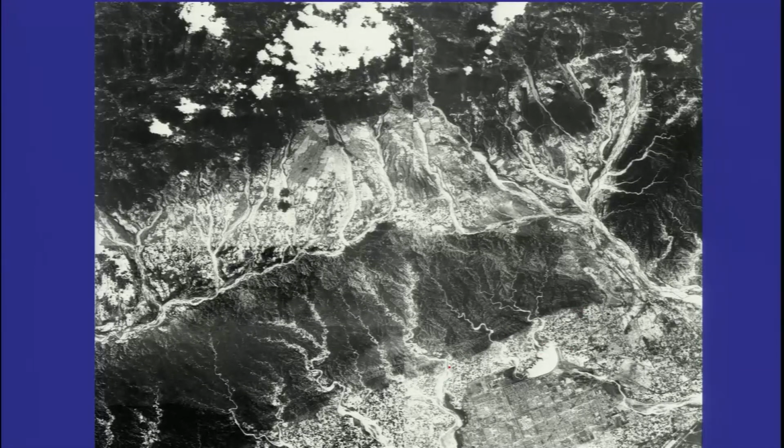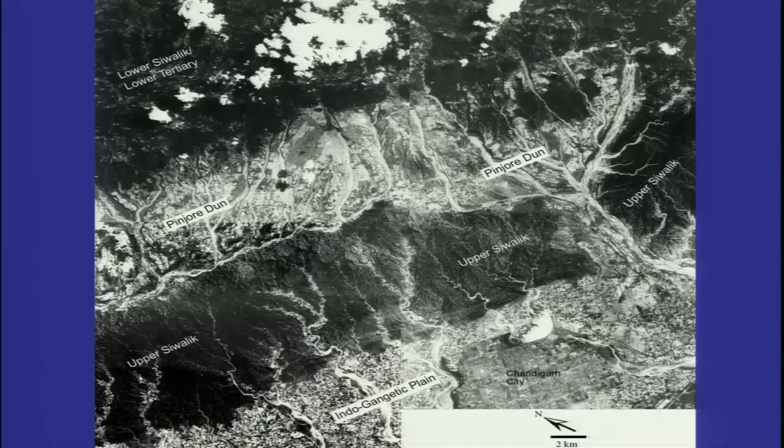This portion is from the foothill zones of Himalaya in the northwest region, and the well planned city you can see here is Chandigarh city. So if you broadly classify this landscape, you have the Indo-Gangetic plain sitting down here, and the contact between the Indo-Gangetic plain and the upper Shivaliks, or we can say the sub-Himalaya, is the current plate boundary between the Indian and the Eurasian plate.